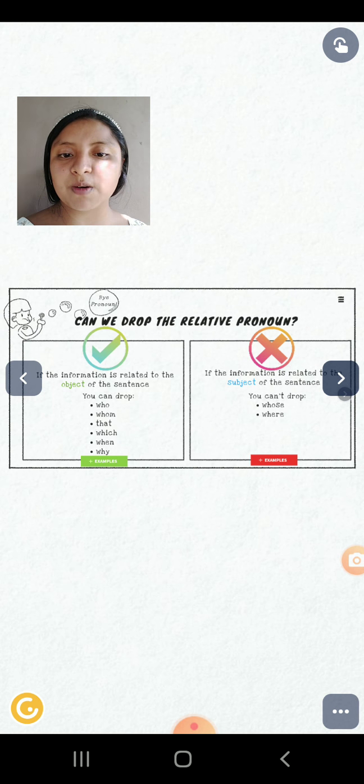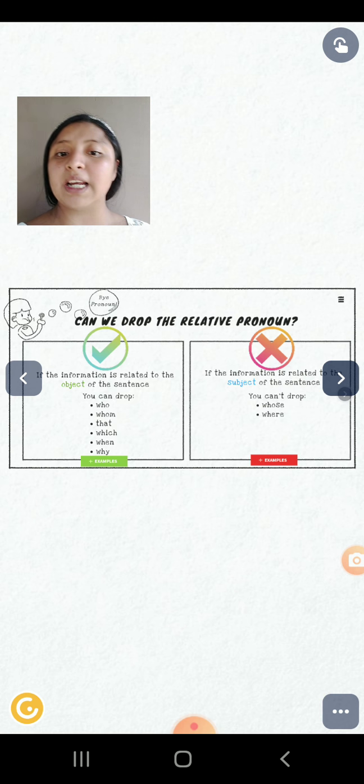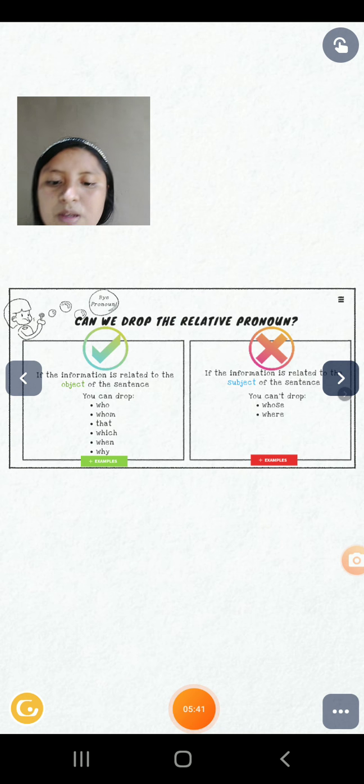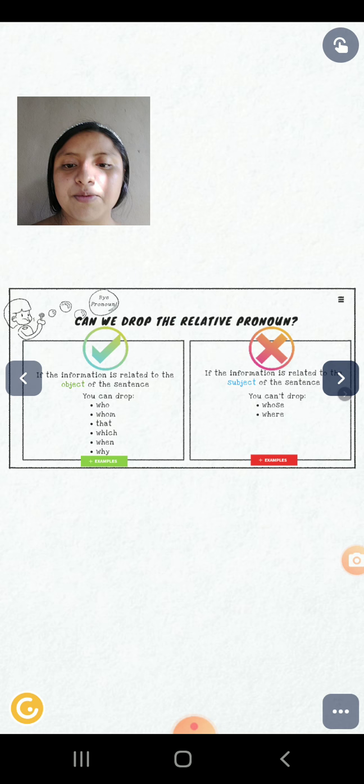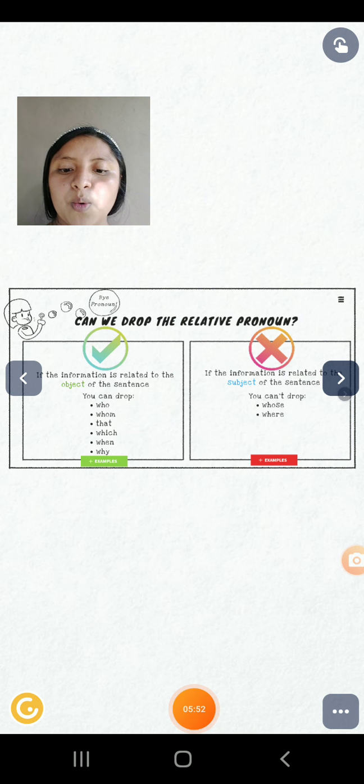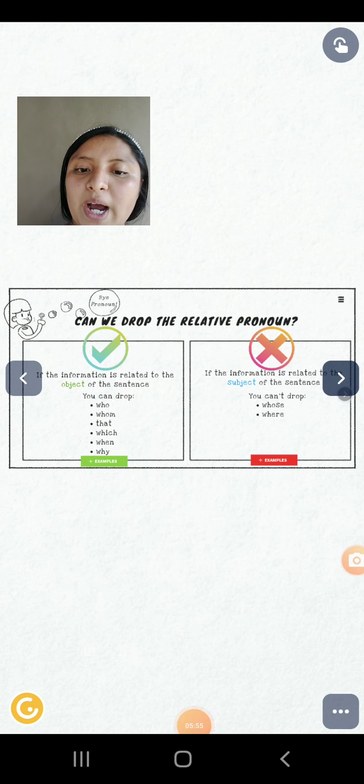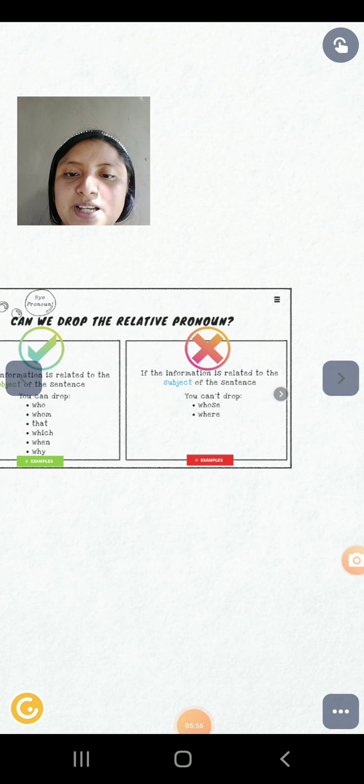Can we drop the relative pronoun? Well, let's see if we can do it. If the information is related to the object of the sentence, you can drop it. For example, who, whom, that, which, when, and why. Here we have some examples.